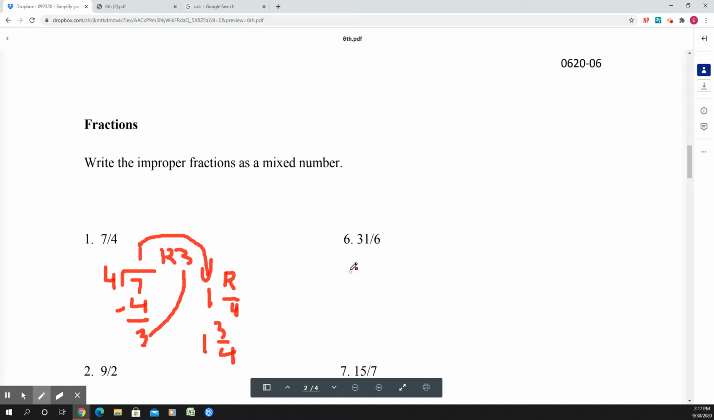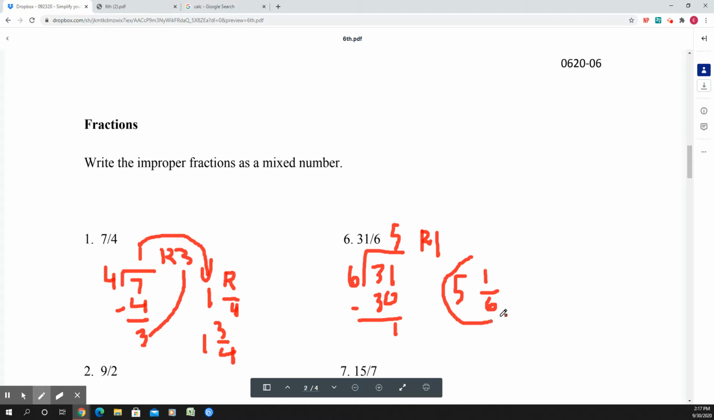Okay, so let's try that one more time. It's 31 divided by 6, which is 5. And then this 1 just becomes a remainder, so it'd be remainder 1. And so you take this 5 and you just put it down. Our denominator is 6 and our remainder is 1. So our answer would be 5 and 1/6.